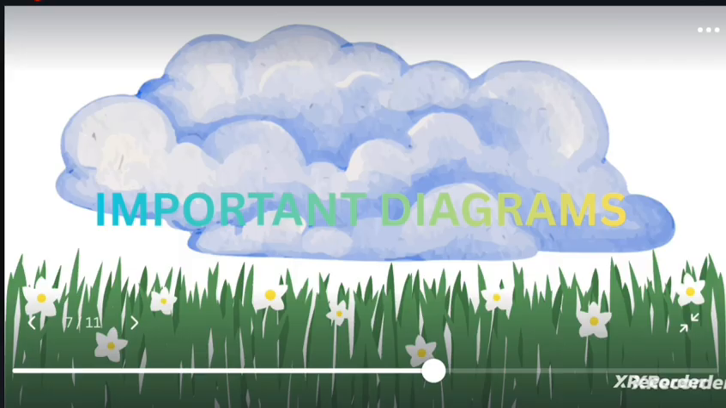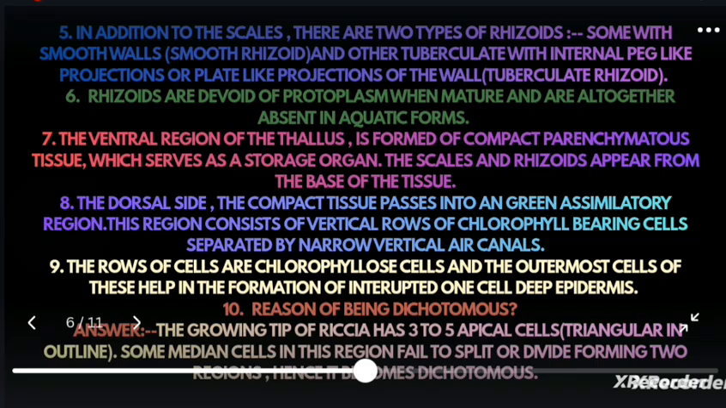Now I talked about why it is dichotomous. The answer is that the growing tip of Riccia has 3 to 5 apical cells, triangular in outline. Some median cells in this region fail to split. When they fail to split, they form a barrier, and the thallus divides into two regions. Hence, this is called the dichotomous region.